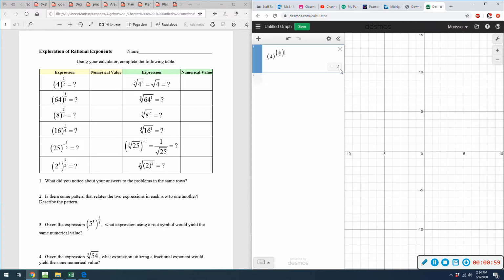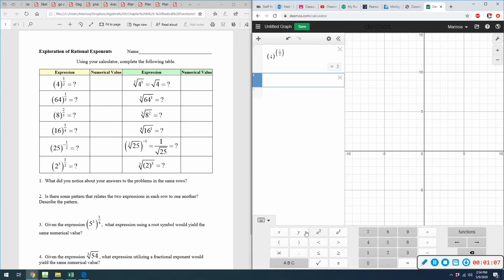Okay, so we got that first one. Now, if I also type in right next to it the square root of 4, which you can bring up the little keyboard down here to get that square root button, so the square root of 4, which hopefully we all know is also 2. We're trying to look for a pattern here between these exponents and roots, because why else are we talking about exponents if they don't have to do with roots?